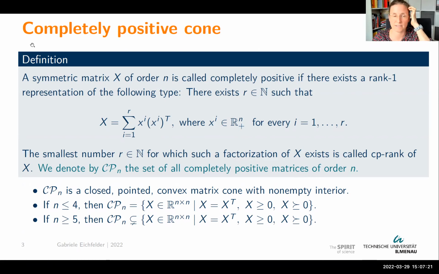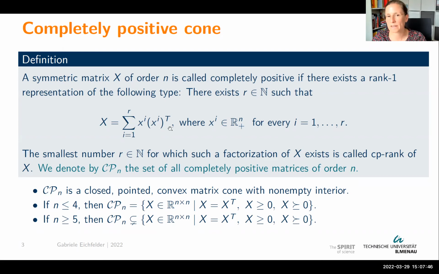So you take this problem here, and for the reformulation, we will need the cone of completely positive matrices, which is defined here. So you take symmetric matrices of order n, and it is called completely positive if it can be written in such a form here. So a sum over rank 1 matrices. It's in the convex hull of rank 1 matrices. You can also define it in such a way. You can also ask what the smallest number is, such that you can write it as such a sum.